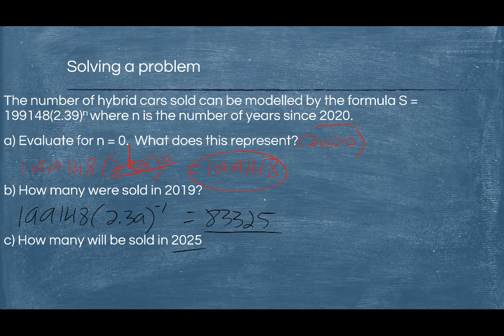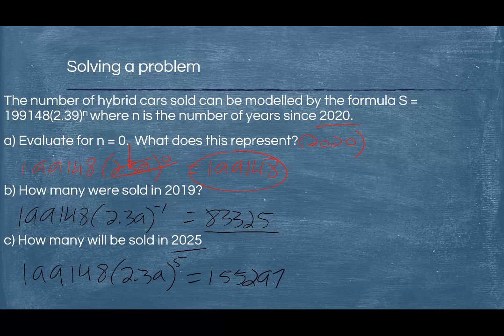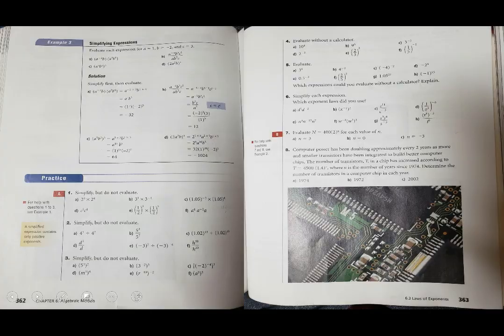In 2025, there's going to be a whole bunch. I don't know how accurate this model was. I stole this equation out of the textbook. 2.39 to the power of, that's 5 years later, 199,148 times bracket 2.39 bracket power of 5 equals 1,552,9785. Lots and lots and lots more. So the problem solving mostly is just using your calculator to evaluate exponents.